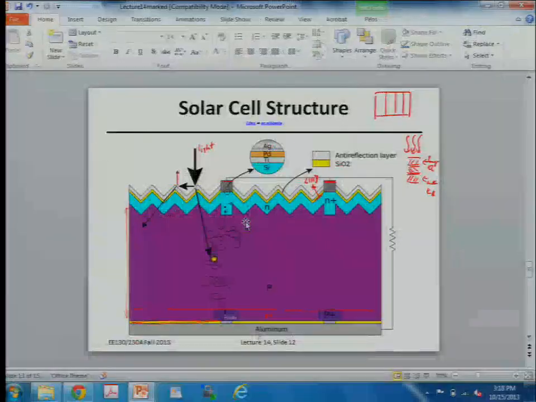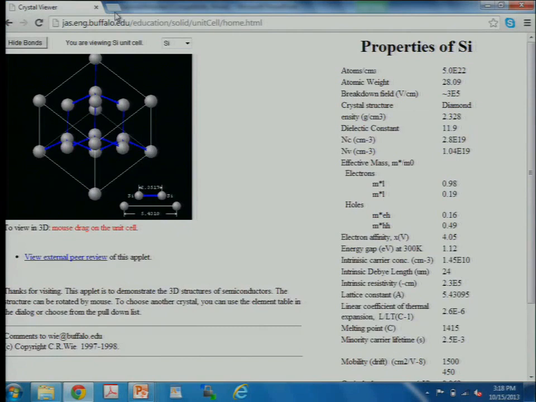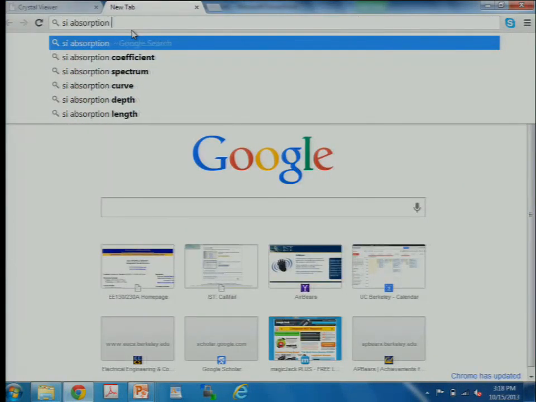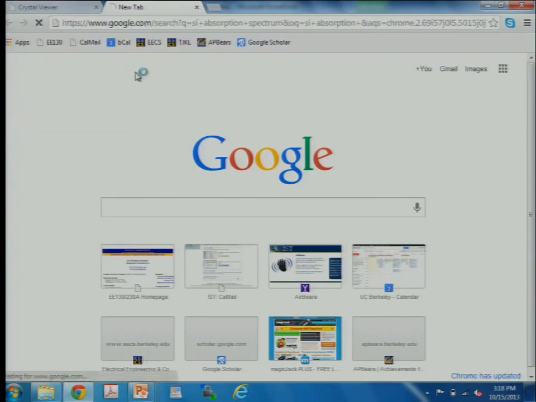So I think we had. Let's look at the absorption spectrum.